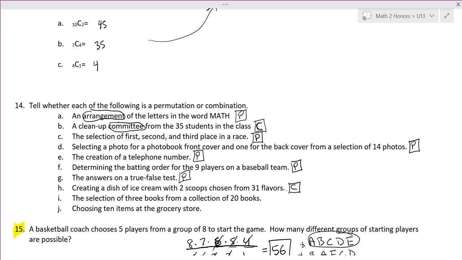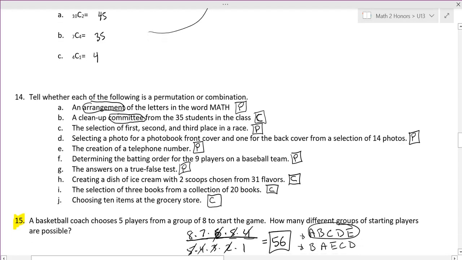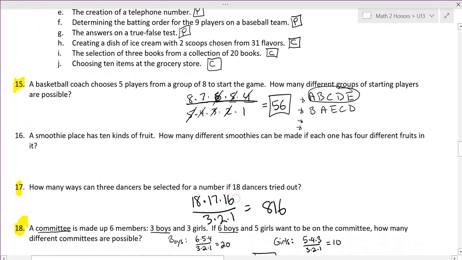For I, the selection of 3 books from a collection of 20 books. Again, it's not going to matter which book you pick first or second or third. It just matters what 3 books you end up with. And choosing 10 items at a grocery store doesn't matter which item you get first, second, third, and so on. It just matters that you get the correct 10 items that you went out for. So combination. We have 15.